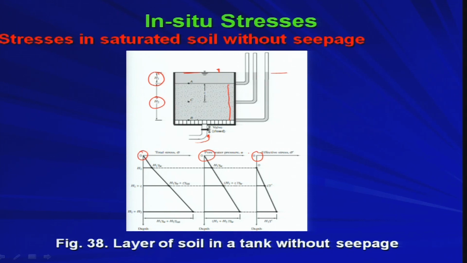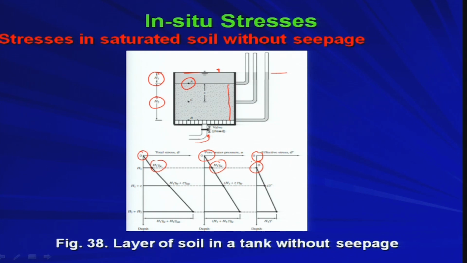Now, if you travel from the top surface to the depth h1 and come to point A, what will be the total stress at that point? Total stress will be h1 into gamma w. That will be the total stress, because you still do not have any soil grain which would give some component of the effective stress. Whatever stress is getting developed is solely due to the free water on top of the soil specimen. So, that total stress, h1 into gamma w, is solely due to the pore water pressure. Therefore, your pore water pressure is also h1 into gamma w, whereas your effective stress is simply 0.